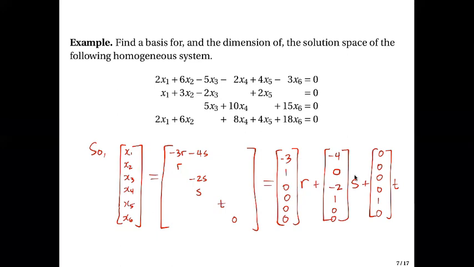But here, r, s, and t, these are just real numbers. So basically, this is already of the form of a spanning set. And therefore, these vectors here, this vector, this vector, and this vector, these three vectors will actually be the elements of the basis for the solution space here.